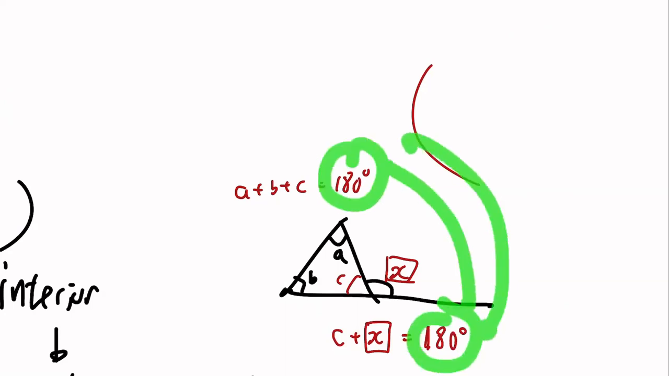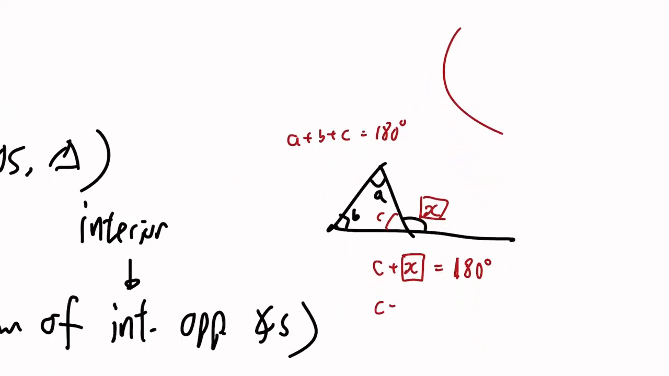So you can just equate them together, right? So as a result, you get what? C plus X equals A plus B plus C. Cancel the C away. What are you left with? X equals A plus B. You have proven the theorem: exterior angle equals sum of interior opposite. Okay, X is the exterior angle.